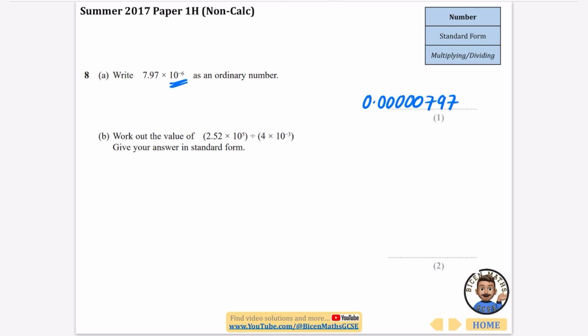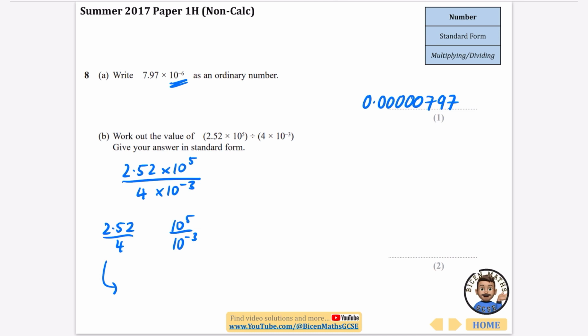Now we're going to work out the value of this calculation, and it's a division one. So I usually like to write these ones like a fraction. It just helps me to spot what's going to go on here. So I'm going to be doing two separate parts. I'm actually going to do the 2.52 divided by 4. That's one of the things I'm going to do. And then the other thing is the 10 to the power of 5 divided by 10 to the power of minus 3. Let's start off by working on this one.